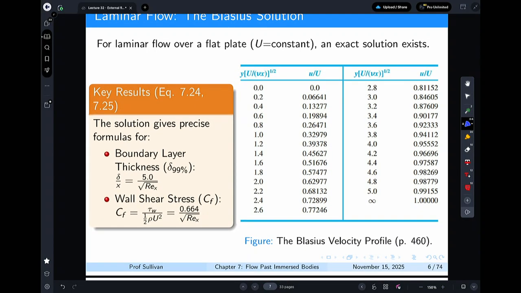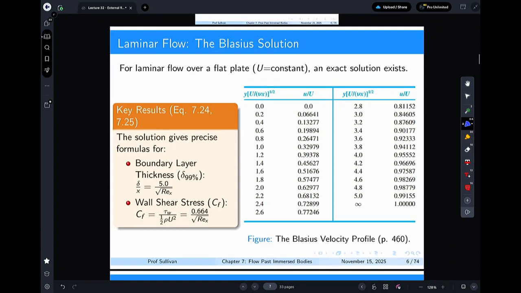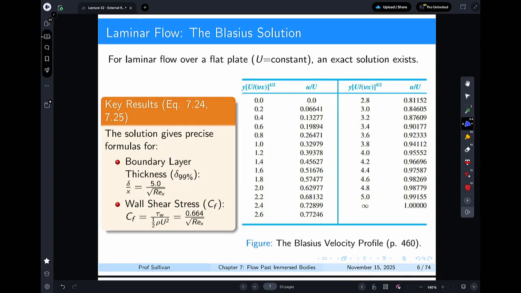We've talked about the Blasius solution also. The Blasius solution is an exact solution, and it gives you the boundary layer thickness. Again, I hope the equation numbers are correct. For a laminar flow, delta over x is 5 over the Reynolds number based on downstream distance. We base everything on downstream distance, which is x, as you move downstream. Wall shear stress is given as 0.664 over the square root of Reynolds number x.